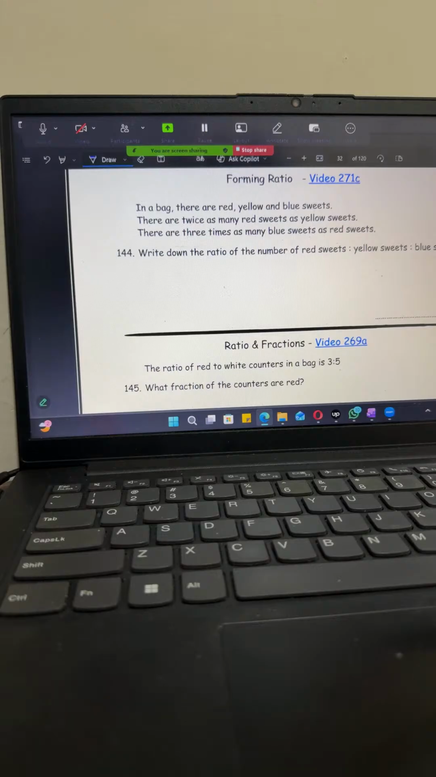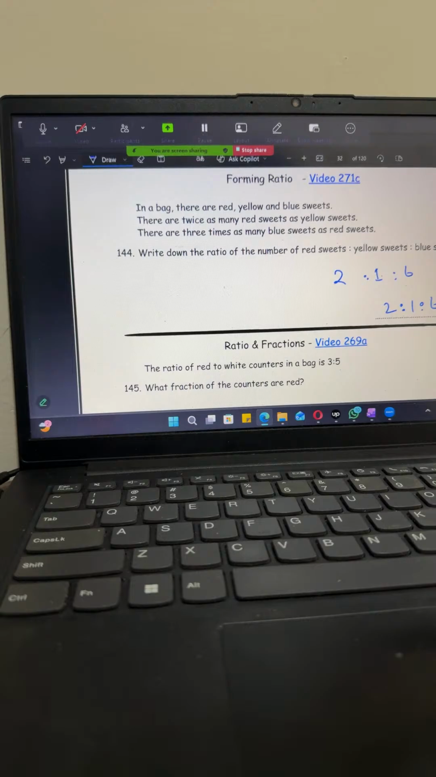Red is twice as yellow, so write yellow as 1. Red is twice of yellow, so red should be 2. And blue is thrice of red, so it should be 6. So the ratio is 2 to 1 to 6. Okay, that's it.